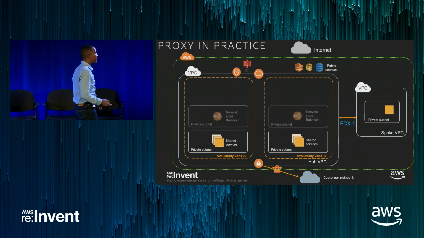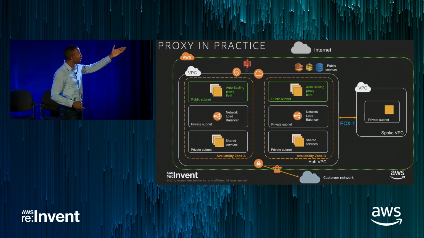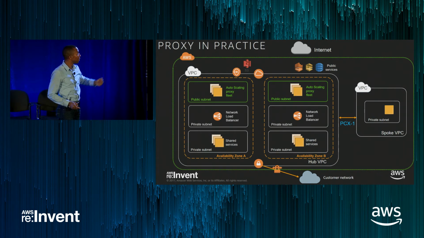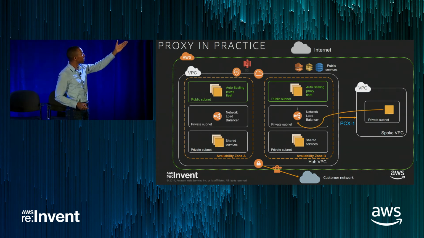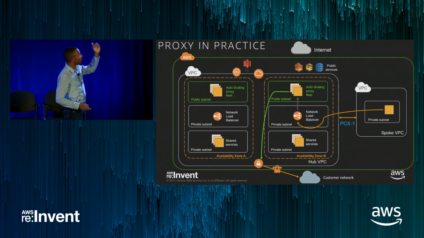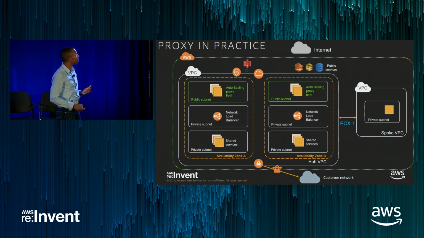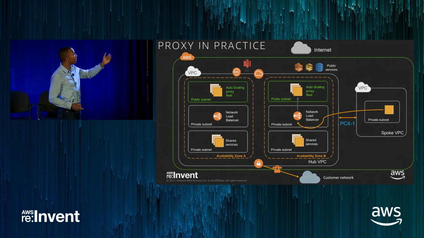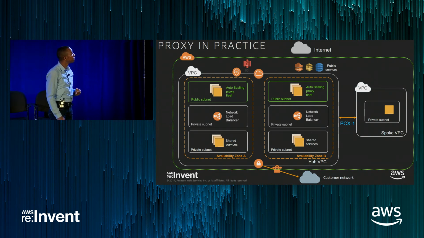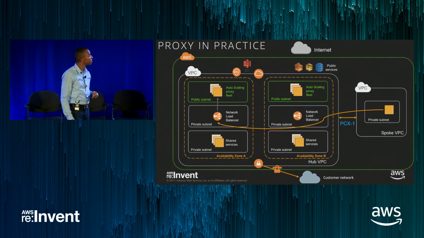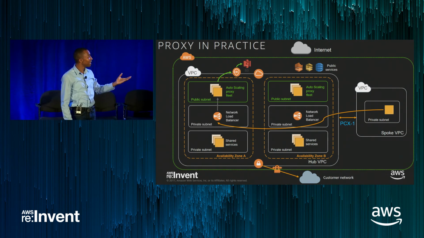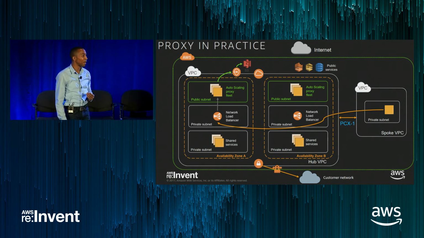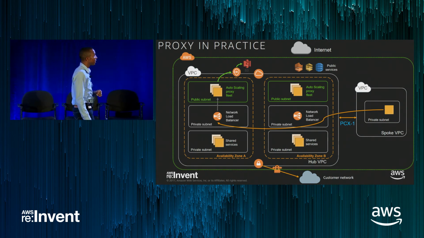Now, in order for you to actually reach your on-premises network, or reach other services like AWS public services that don't have an endpoint, you can do so via a proxy farm. That proxy farm can be front-ended by a network load balancer today, as we spoke about earlier.